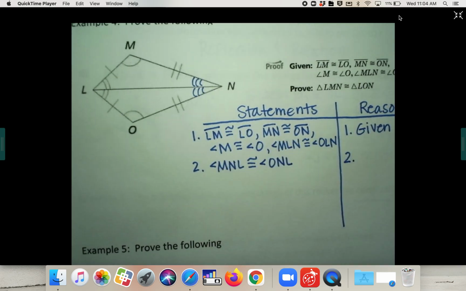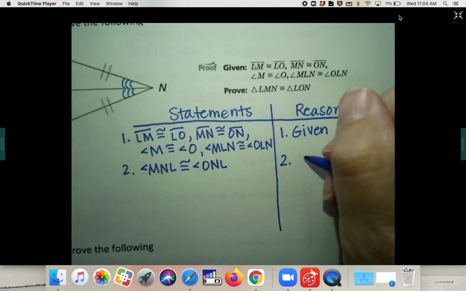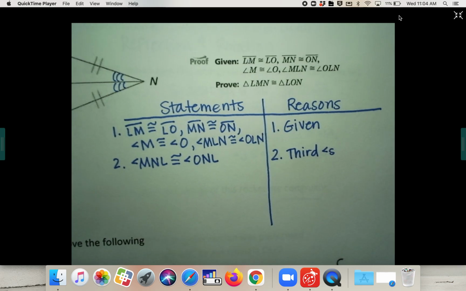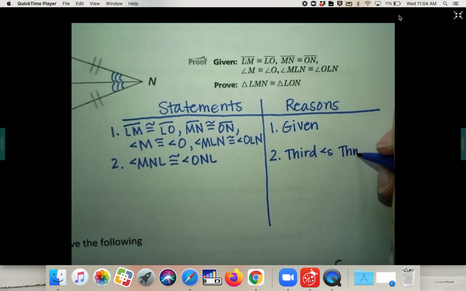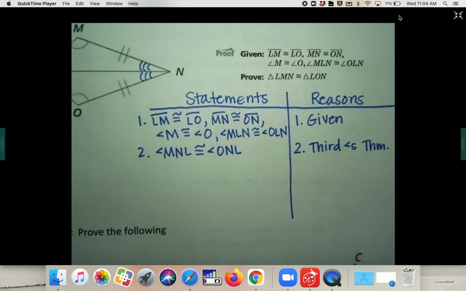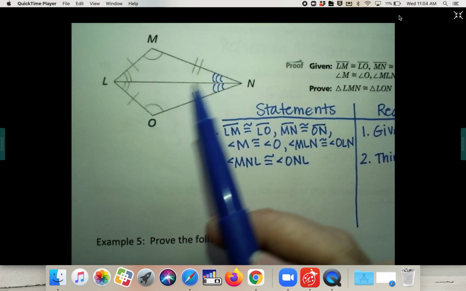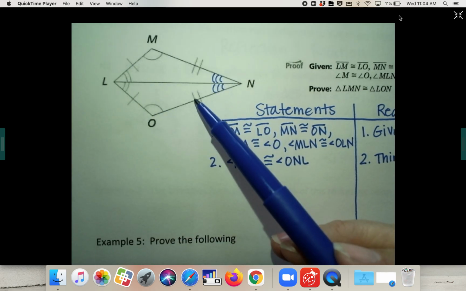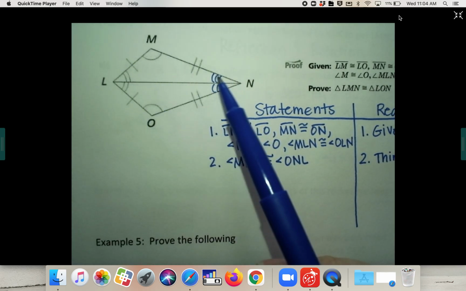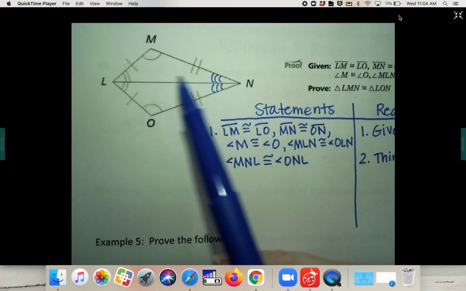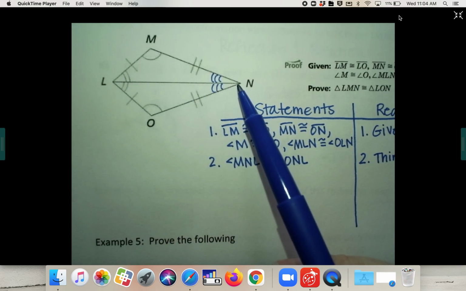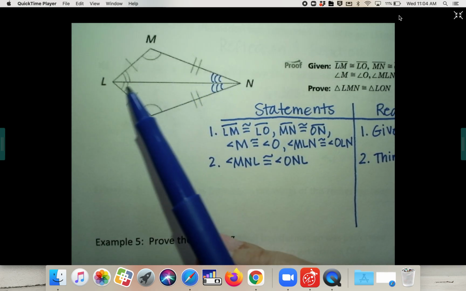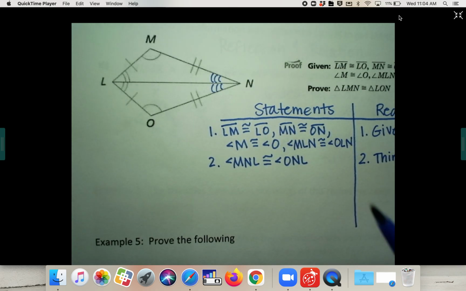The reason we did that is because of what we've learned today, which is the third angles theorem. I'm just going to abbreviate theorem as THM. So third angles theorem. Now we've got all of the angles marked, but do we have all of the sides marked? I see a 1 hash mark and a 2. What we're missing is this third side. And what you know is that this third side is the same. LN in this triangle is the same as LN in this triangle. So LN is congruent to itself, LN.